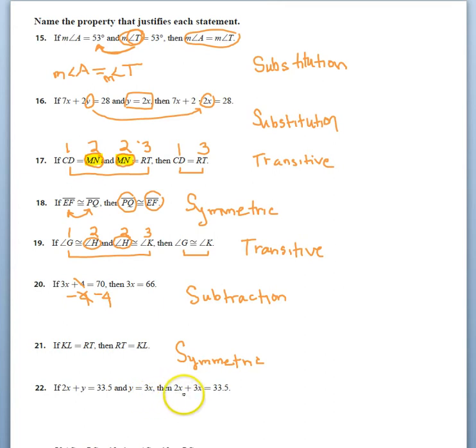Problem 22. If 2x plus y equals 33.5 and y equals 3x, then 2x plus 3x equals 33.5. Okay, do you see what happens? Let's look at this first equation and last equation, only a slight difference there, right? We're looking at the y and the 3x. Originally we had y. In the last statement it got changed to 3x. How did that happen? Well, this told us y and 3x are the same thing. So I can substitute 3x in place of y. So this would be substitution.